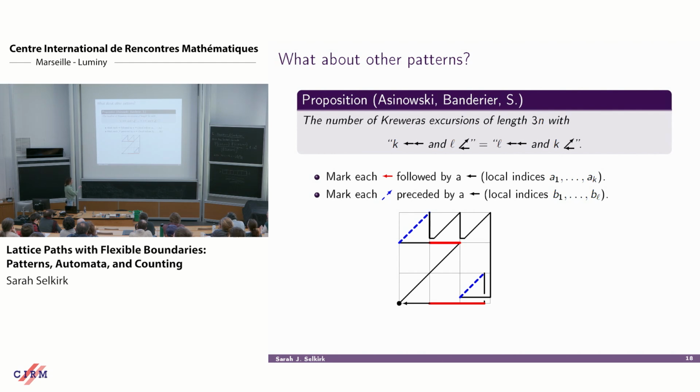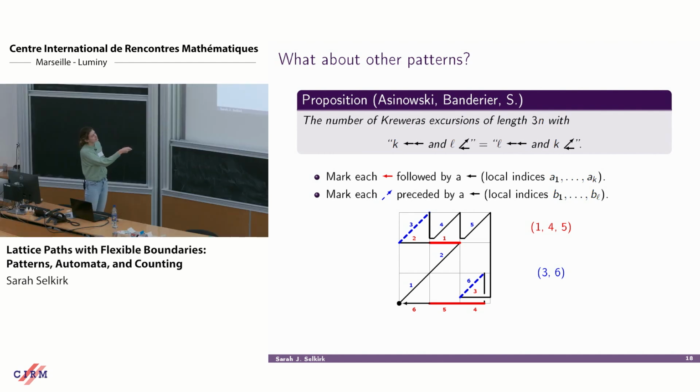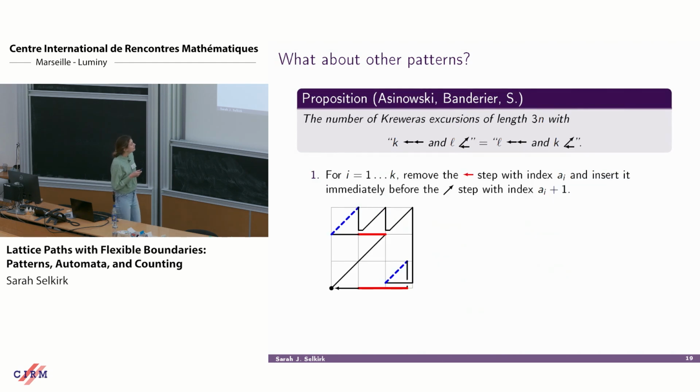We note their local indices. By local index, I mean that we look at, for example, all of the west steps, and we count them in order 1, 2, 3, 4, 5, 6. And similarly, the local indices of the northeast ones. So in this case, we have 3 and 6, and the local indices of the marked west ones, 1, 4, and 5. Okay?